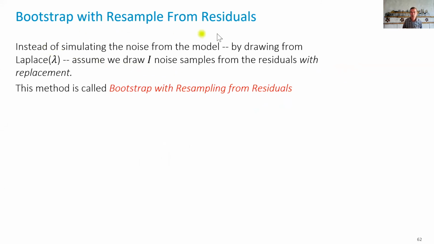There is an even more radical way, which is very efficient and very simple to use, which consists in doing the following. When we want to do replay experiments, the idea is to generate the noise terms, epsilon here. We did it in the parametric bootstrap, by drawing from Laplace lambda here. But instead of drawing from Laplace lambda, we can resample from the residuals. Resample from the residuals means I estimate my model and I estimate the residuals.